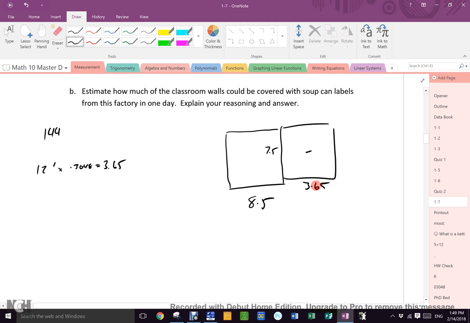Multiply 7.5 by 3.65, and then do what with that? Multiply by 4? 1, 2, 3, 4. Dude, they're different length walls. Oh, that's right. Never mind. So what do I multiply by? 2. So I do this, that, times 2, and then this. 8.5 times 3.65 times 2. And what do I get when I add it all up?